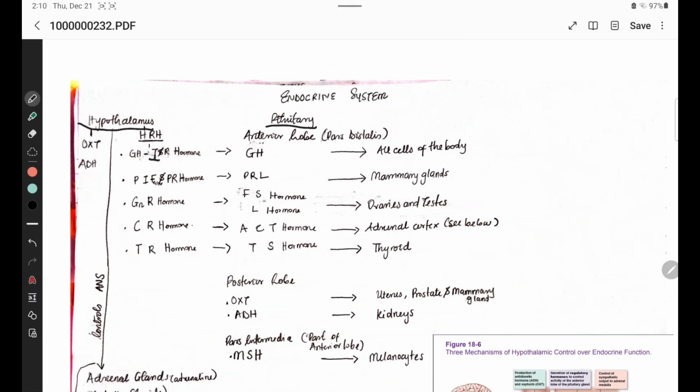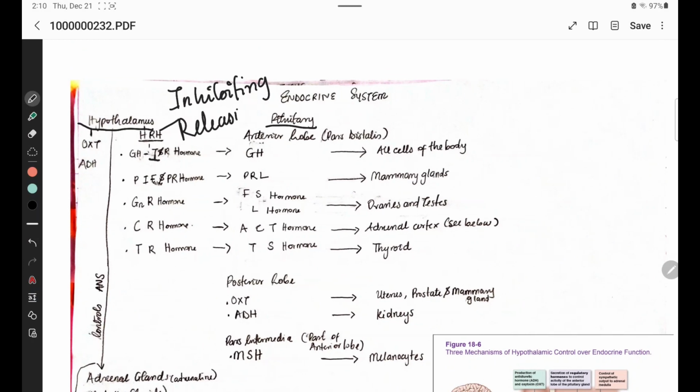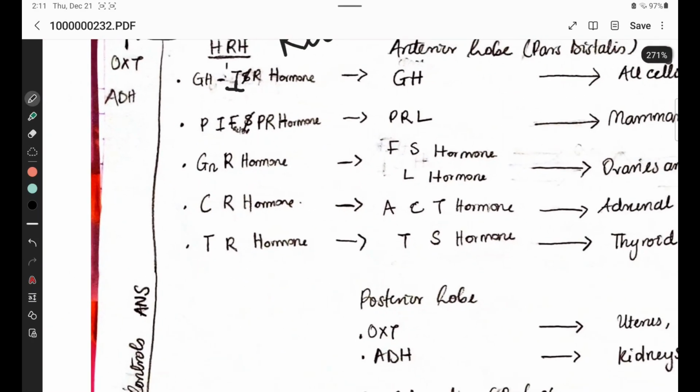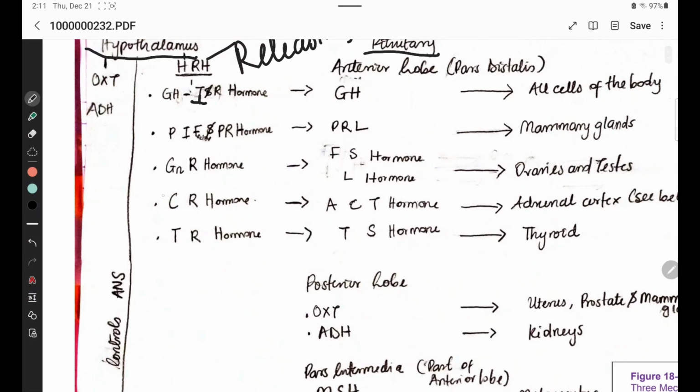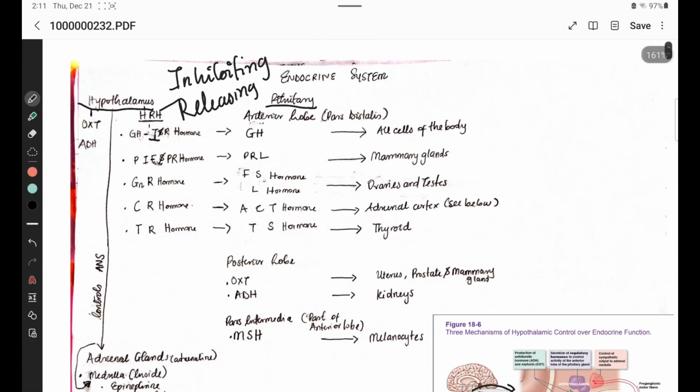The other things that the hypothalamus does is release inhibiting, yes, I'm repeating this, and releasing hormones. So when you see an I, it means inhibiting. When you see an R, it means releasing. The first thing here, we have growth hormone. As you see here, not all of them have an inhibiting version, but two of them do. And I'll write them off to the side here. Those are the growth hormones.